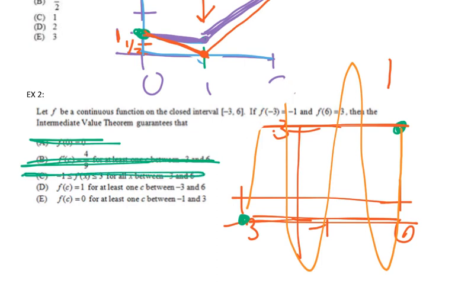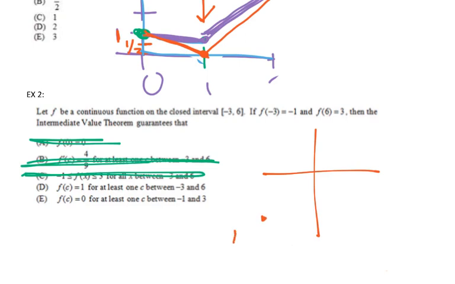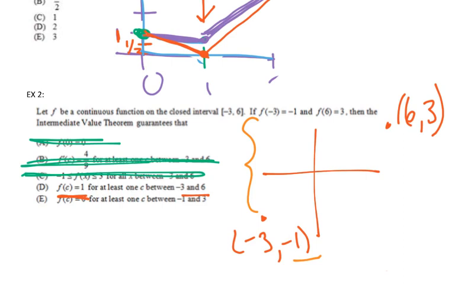All right, looks like we might need a new graph here too. Okay, let's check. F of C equals 1 for at least one C value between -3 and 6. Okay, so remember our lowest point was at -3, -1, and our high point, our end point was at 6, 3. So this is saying, does it guarantee a y value of 1 somewhere in between x equals -3 and 6? Does 1 fall between -1 and 3? Yes. So that makes sense. And is it between an x value of -3 and 6? Yes. Okay, so our answer here is D.